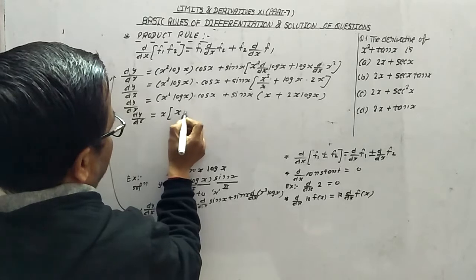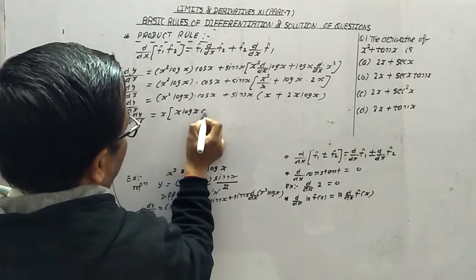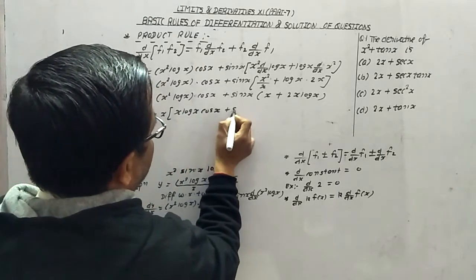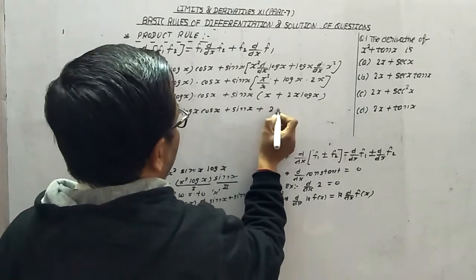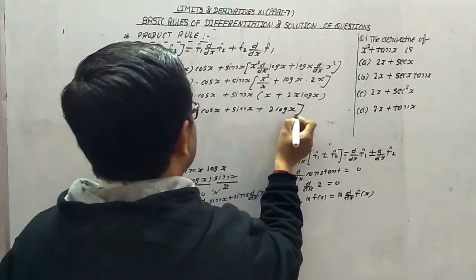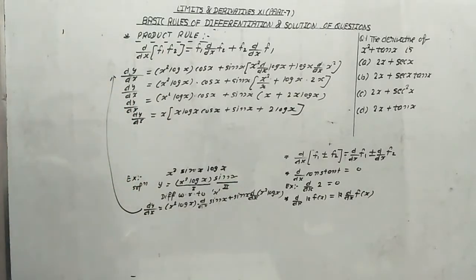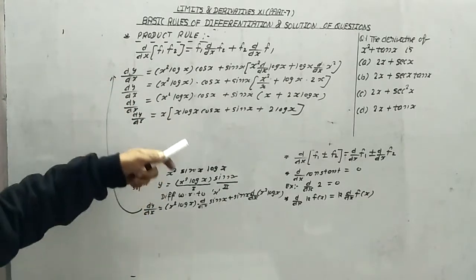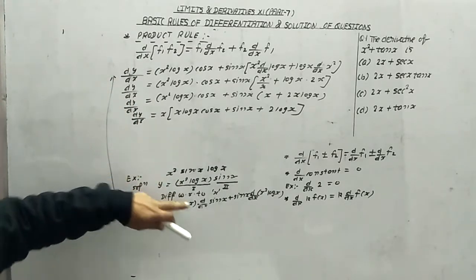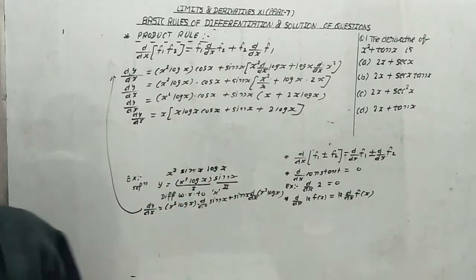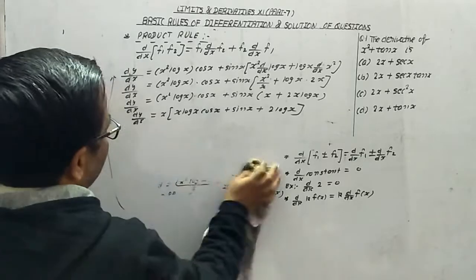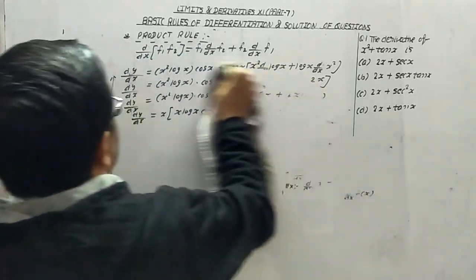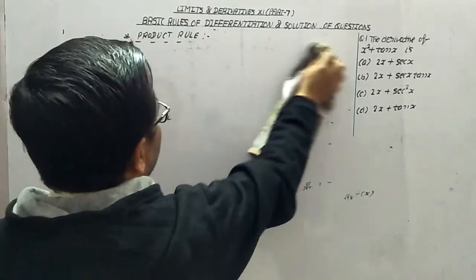But this becomes x log x into cos x plus sin x plus 2 log x. And this is the answer for this part. So in this way, if we have more than two functions in product, then we will combine any two and consider it as the first function and the other one as the third function. Now this is the product rule.